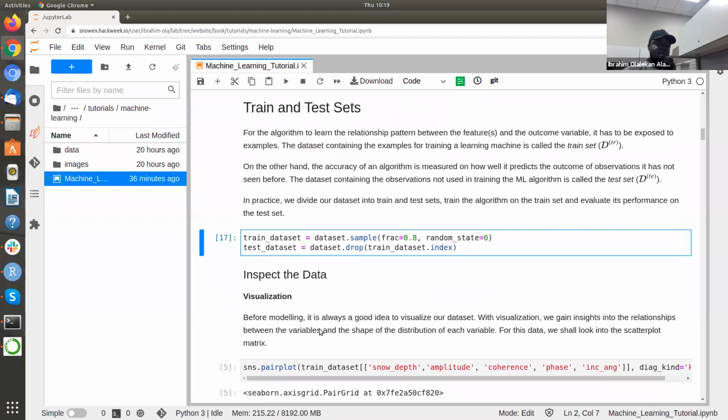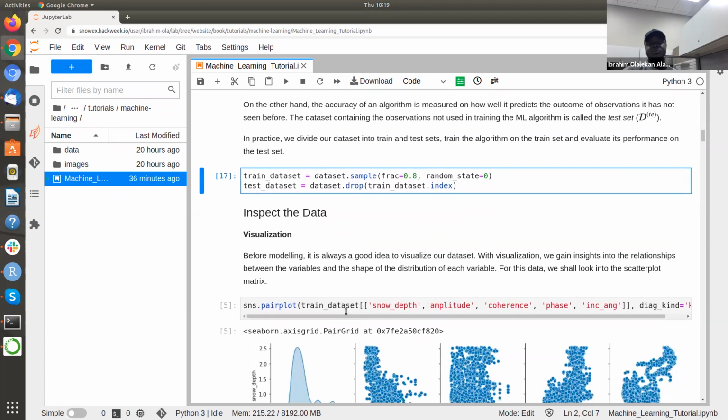So after dividing my data into training and test sets, the next thing we have to do is to inspect the data set. At this point, it is important to note that we do not touch our test set again. Every other thing we want to do from now on is going to be done on the training set. So the first thing we want to do is to visualize our data sets. Before modeling, it is always a good idea to visualize our data sets, and we have many reasons for that.